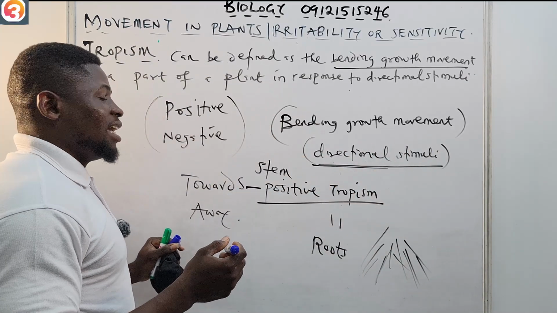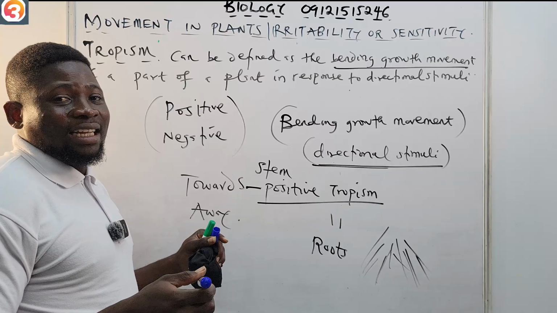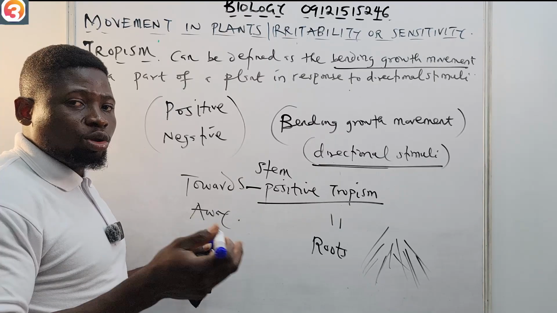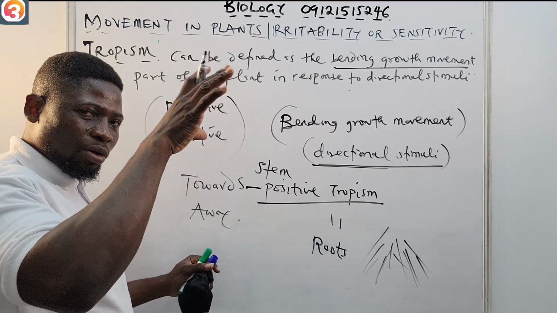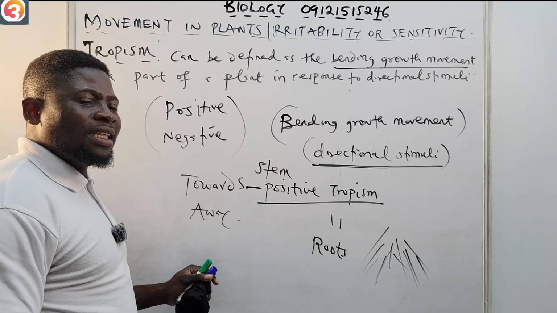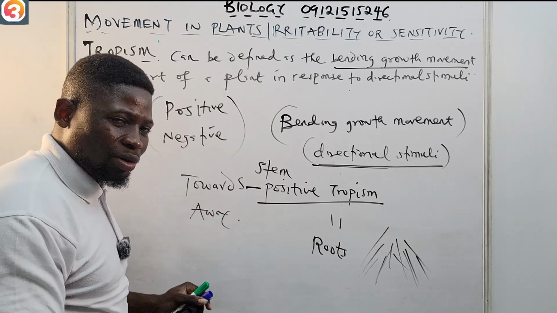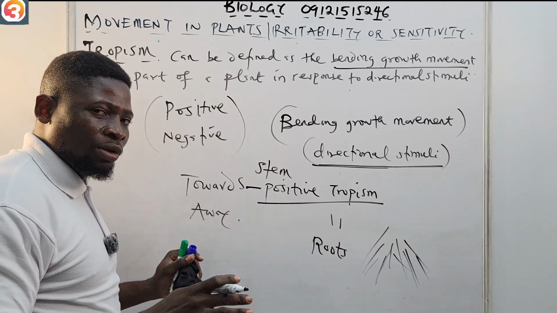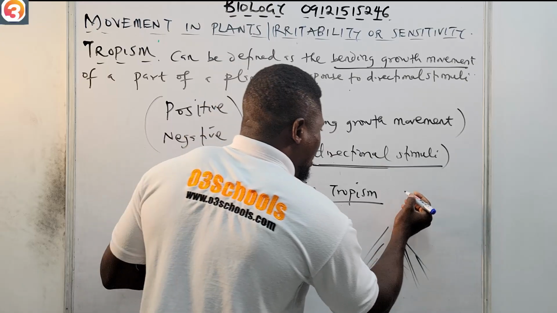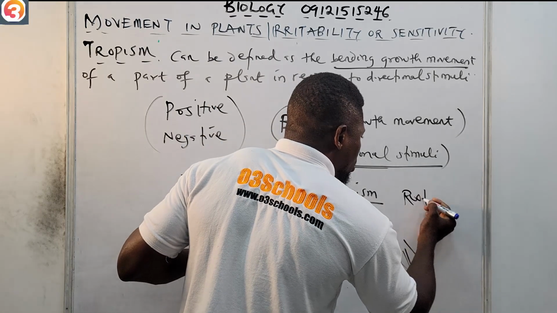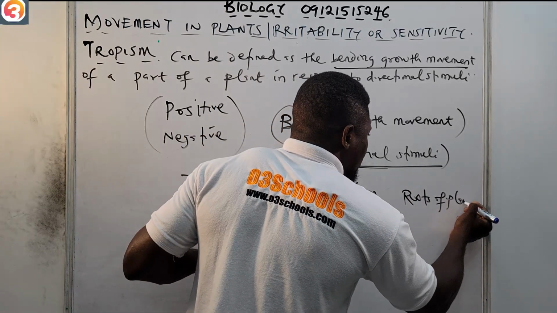All right. For example, like the roots. The root of a plant naturally goes downwards. That is the natural direction. That is an example: roots of plants.